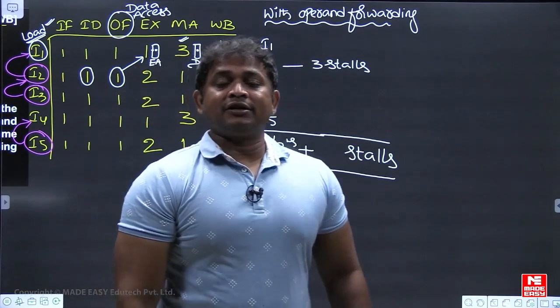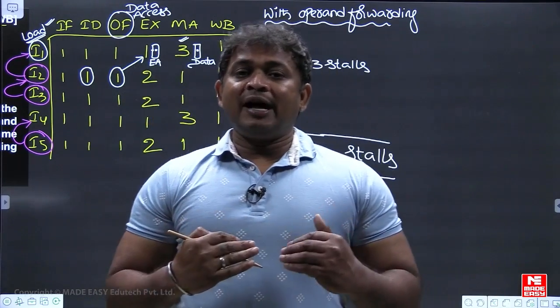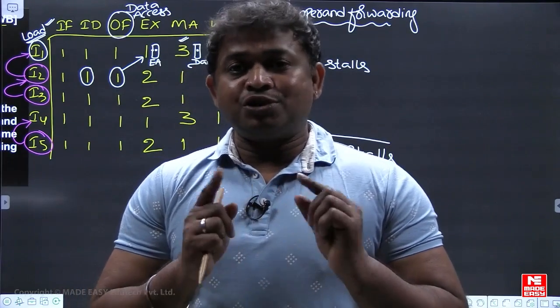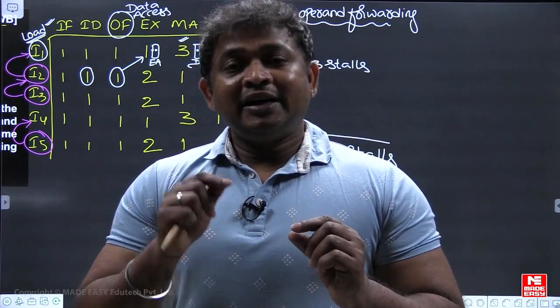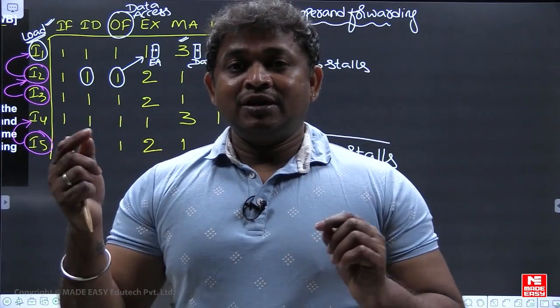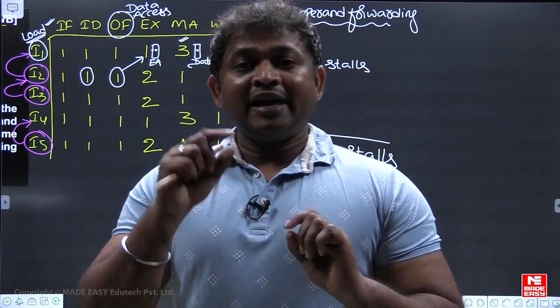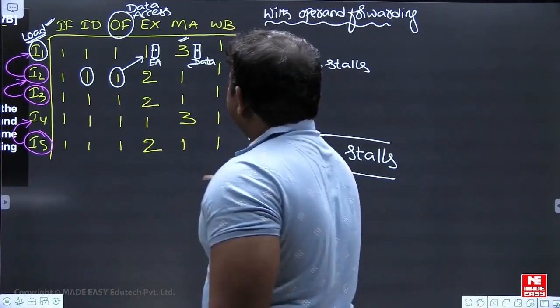This is the concept: operand fetch overlapping with the EX stage. If data is available in the EX stage, there is no stall. But here the data is present in the MA stage. So one cycle of EX overlaps with one cycle of OF, and there are extra 3 cycle stalls. Very nice.